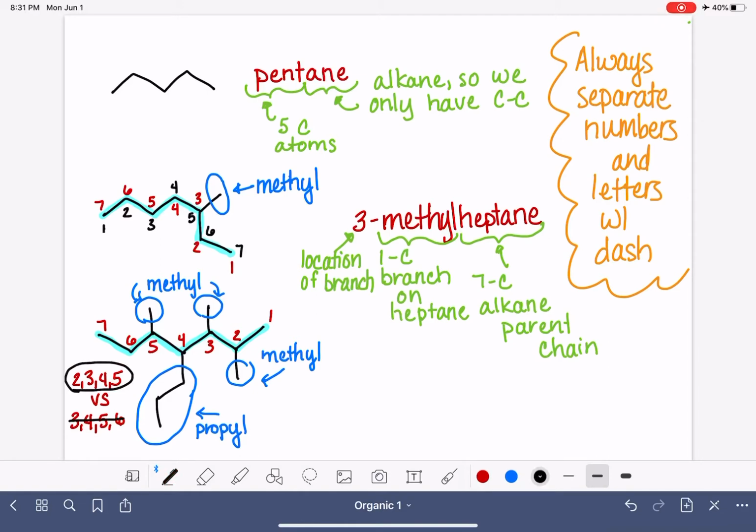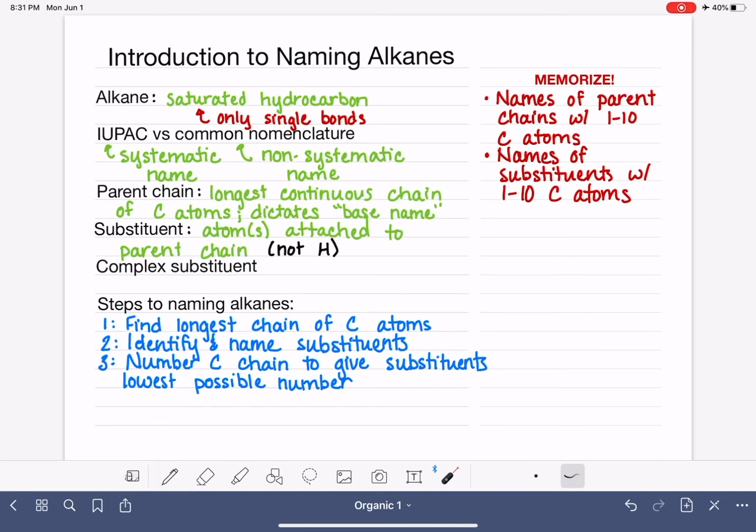So this is the correct numbers. The numbers that we've written down already are the correct numbers. So those are the locations of our substituents. Now let's go back because we've got a more complicated molecule here.